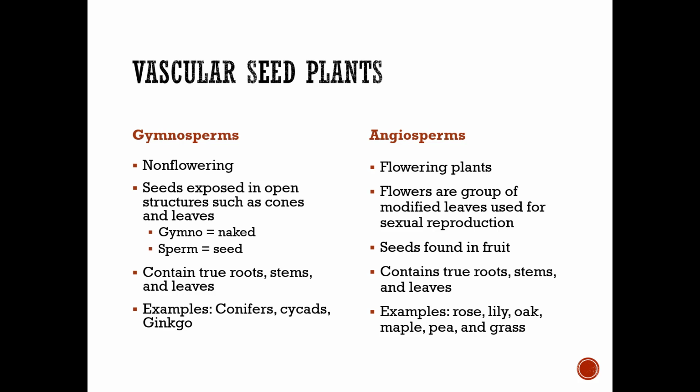Angiosperms are newer to classification. Those are flowering plants, and flowers are a group of modified leaves used for sexual reproduction. Seeds are found within the fruit. Contains true roots, stems, and leaves. Examples: rose, lily, oak, maple, pecan, grass.